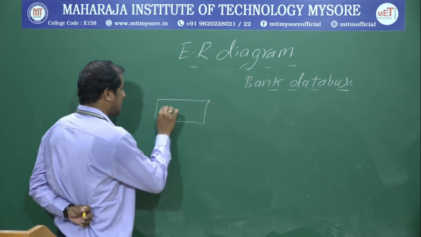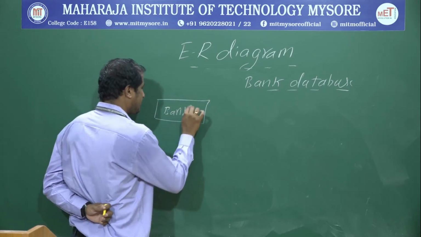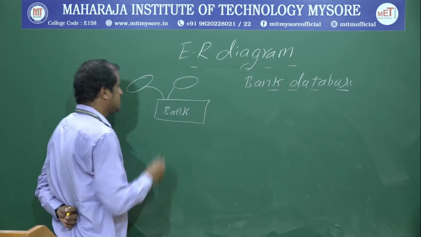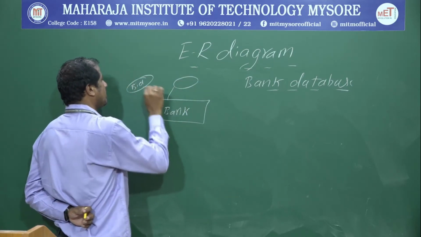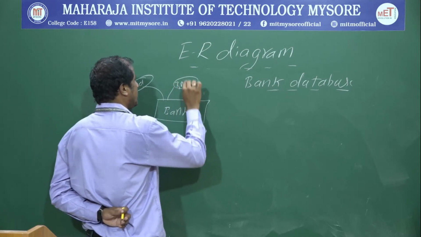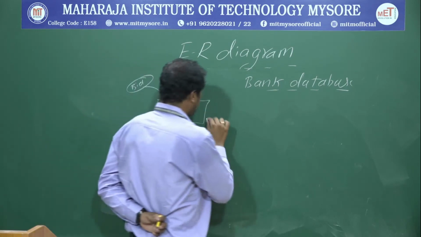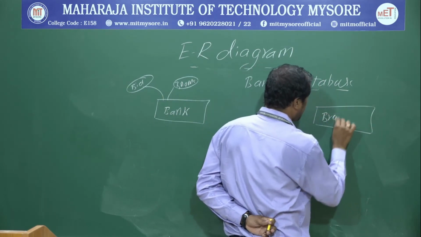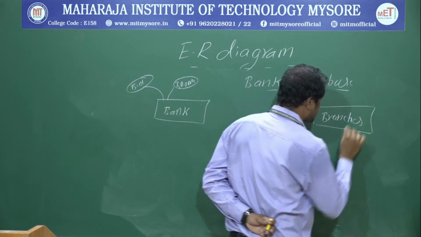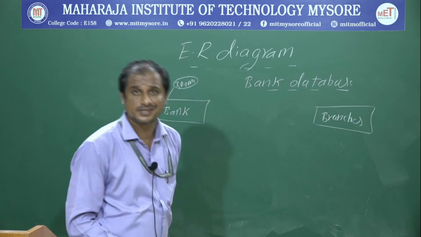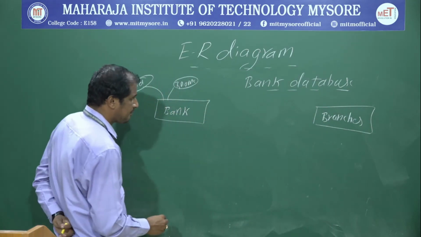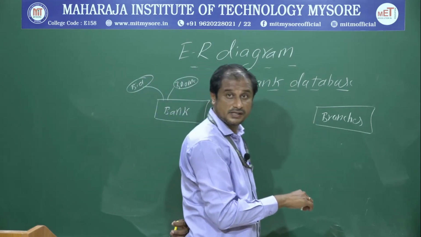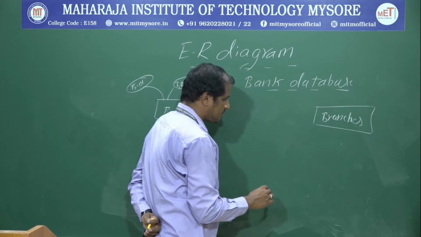So for the bank itself, I make an entity or a table. The bank has a bank ID and a bank name. The bank has branches, and branches contain accounts.